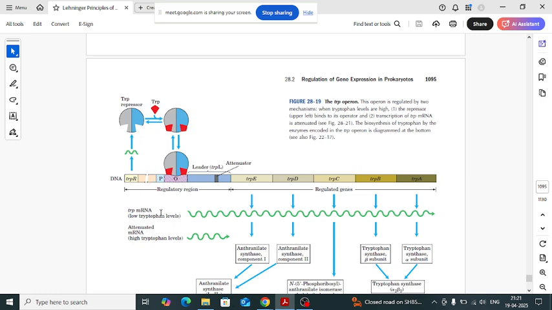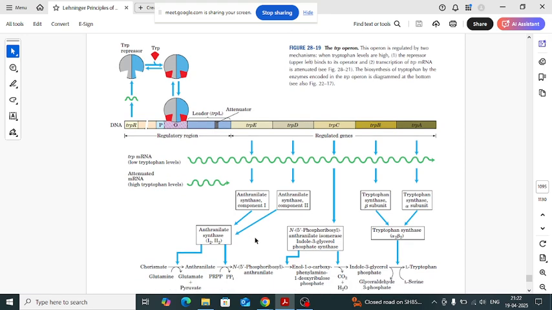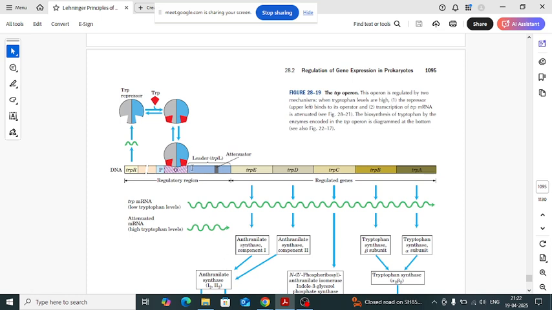So now in that case, the trpEDCBA expression will be increased, right? But when the tryptophan is there, the trp repressor will bind to the promoter region, and that will only allow the expression of trpL, which is the leader sequence, but these 5 genes will not be expressed, right? So this is the concept of the trp operon, where the tryptophan will be used as an inhibitor for the transcription of this trp operon system.